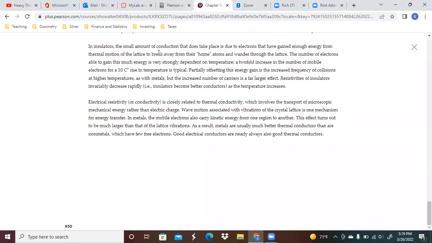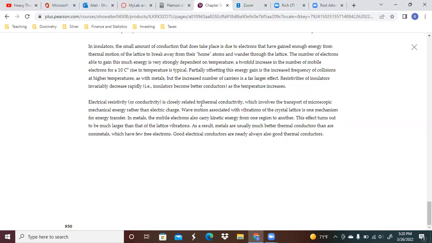In insulators, the small amount of conduction that does take place is due to electrons that have gained enough energy from thermal motion of the lattice to break away from their home atoms and wander through the lattice. The number of electrons able to gain this much energy is very strongly dependent on temperature. A twofold increase in the number of mobile electrons for a 10 Celsius degree rise in temperature is typical. Partially offsetting this energy gain is the increased frequency of collisions at higher temperatures, as with metals, but the increased number of carriers is a far larger effect. Resistivities of insulators invariably decrease rapidly.